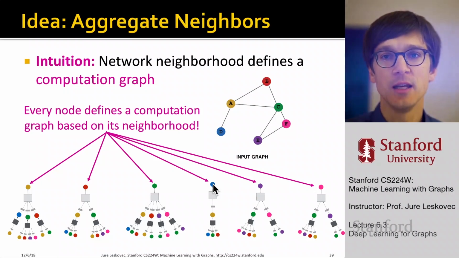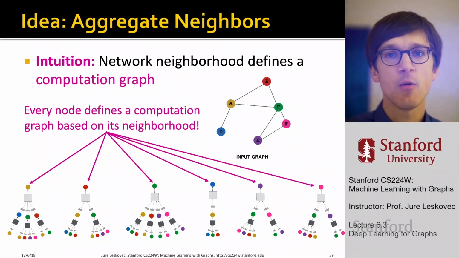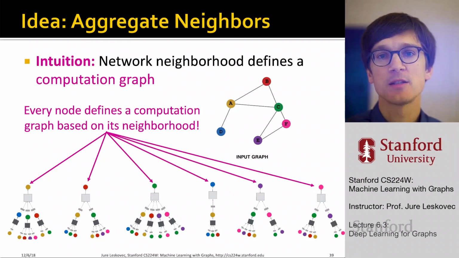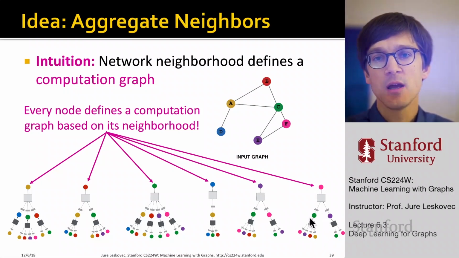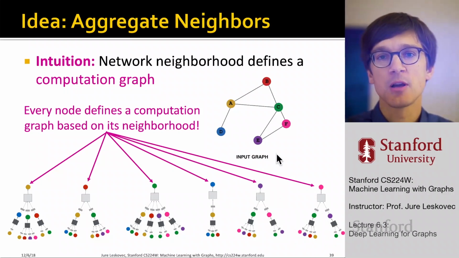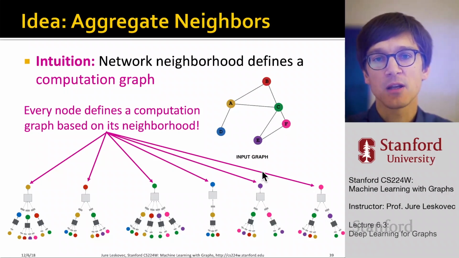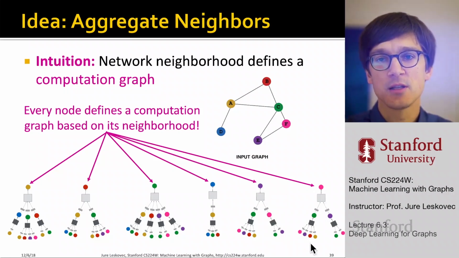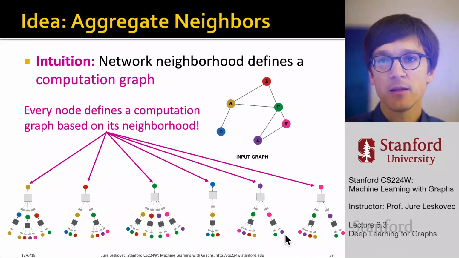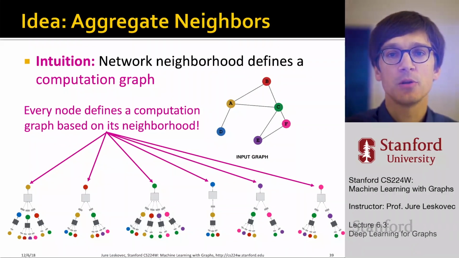So what is interesting conceptually is that now every node has its own computational graph, or its own architecture. Some nodes, if the neighborhood of the network around them is similar, for example these 2 nodes, E and F, will have the same computation graphs, right? You see that the structure of these computation graphs, these neural network architecture trees, is the same. But in principle, every node can have its own computation graph.